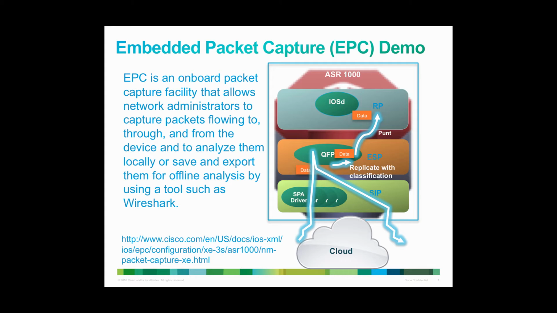The way this feature works is that when a packet comes into the ASR1000, the packet will be processed by the Quantum Flow Processor, QFP. And the QFP is able to replicate the packet and send it up to a buffer on the route processor. So now let's see the demonstration.